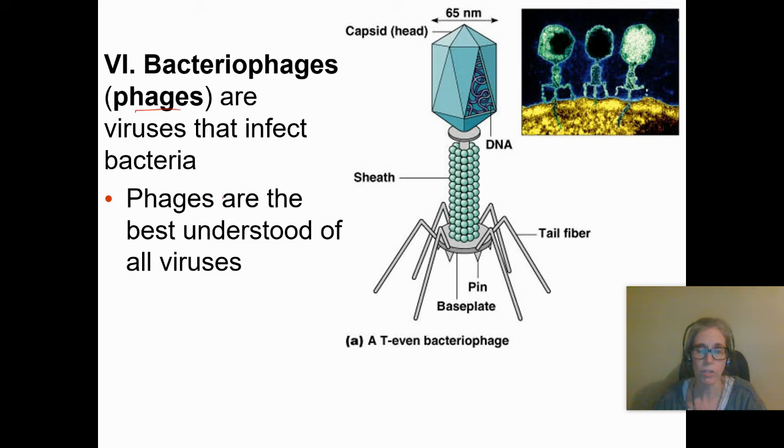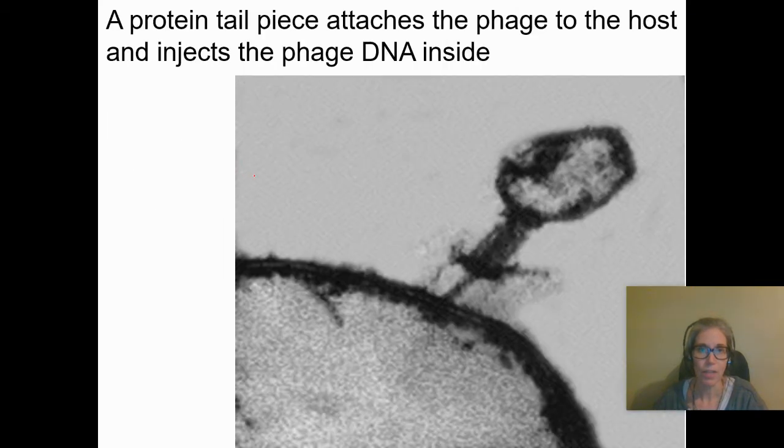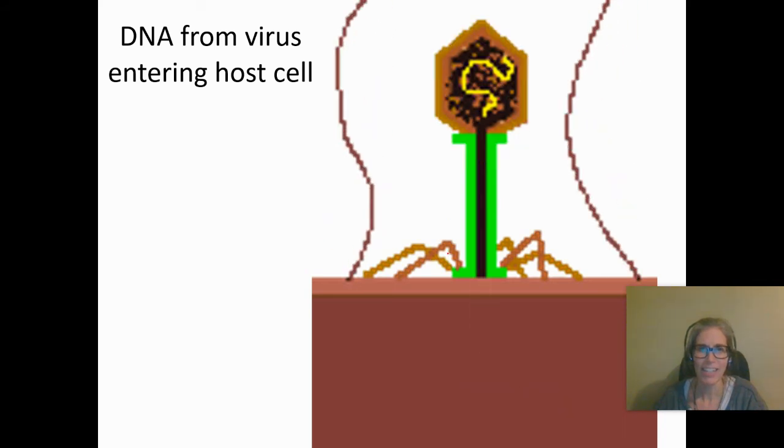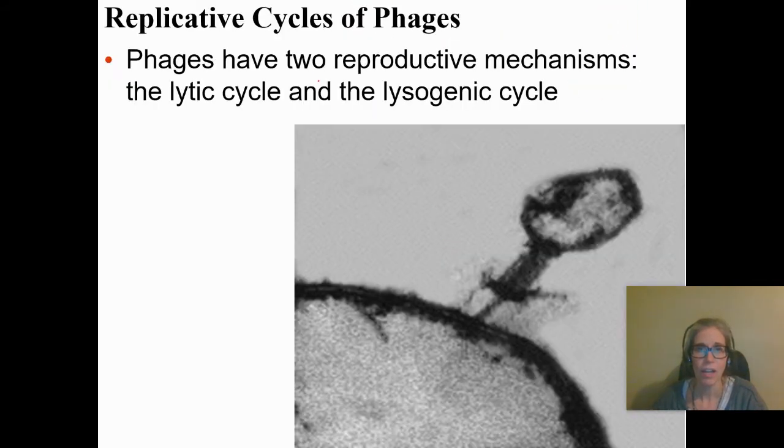They are really well understood because it's easy to grow bacteria, and so it's easy to study these viruses. And they look the coolest. So a protein tail piece attaches the phage to the host, and it injects its DNA. So this is the DNA getting injected, or it could be RNA. Phages have two reproductive mechanisms, either the lytic cycle or the lysogenic cycle. Lytic cycle is a shorter word, and the cycle is actually quicker.